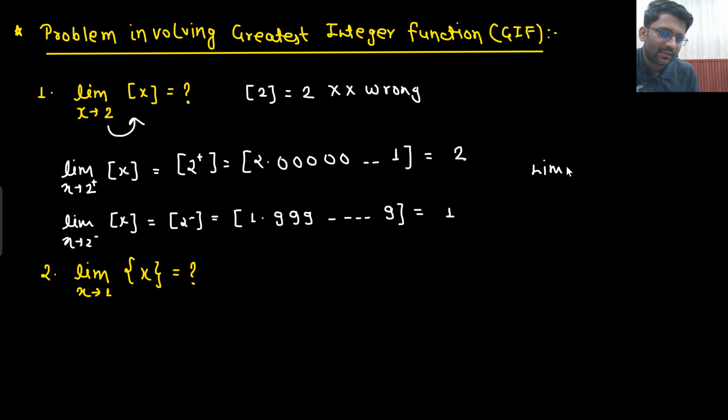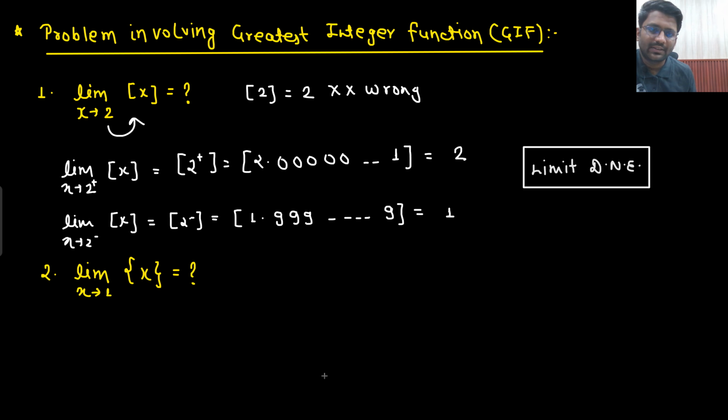What does that mean? Limit does not exist. In the examination, they will not ask whether the limit exists or not. What they would do is ask this value: limit x tending to 2 plus of greatest integer function of x. What will be the answer? The answer will be 2. For 2 minus, what will be the answer? The answer will be 1. Solve this question.